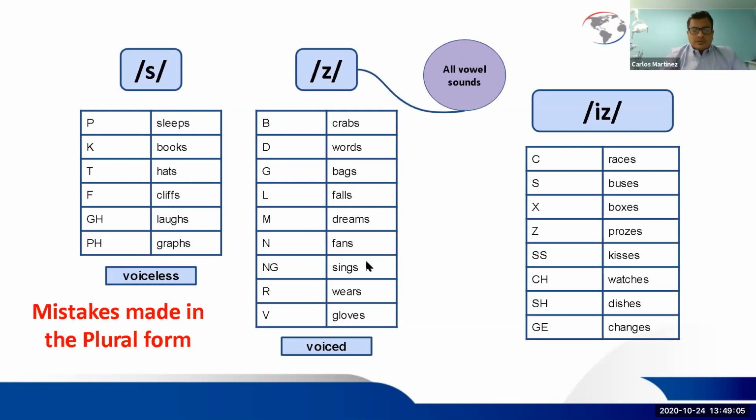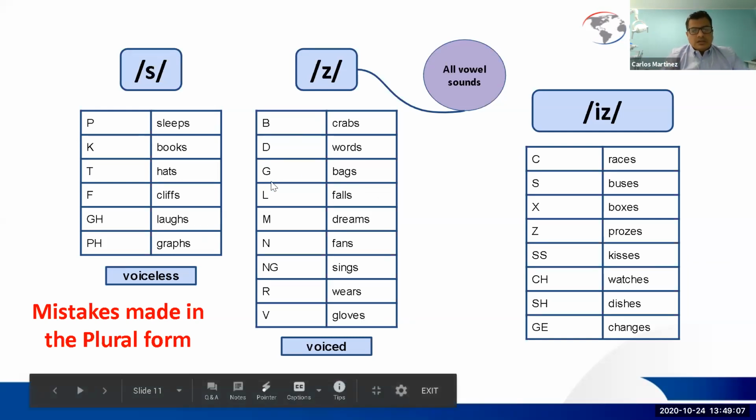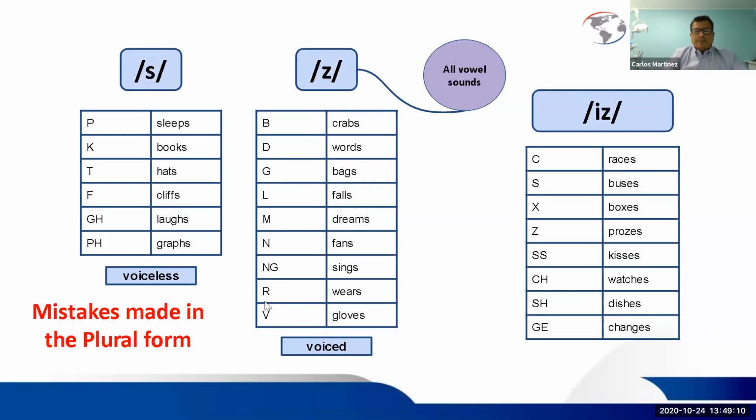The same happens with these words, when it's voiced, or you have the letters B, D, G, L, M, N, NG, R, or V. For example, you don't say crabs with an s. No, you say crabz, crabz. Words, bags. Notice you don't say bags with an s. No, bagz. Falls, dreams, fans, sings, wears, gloves.